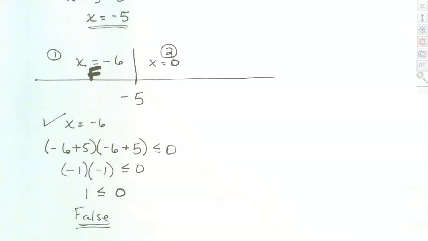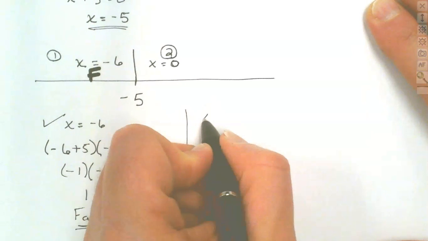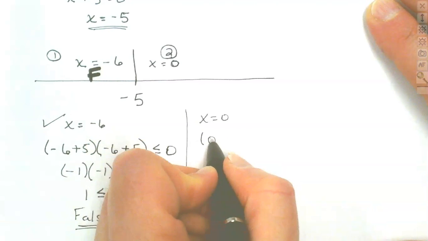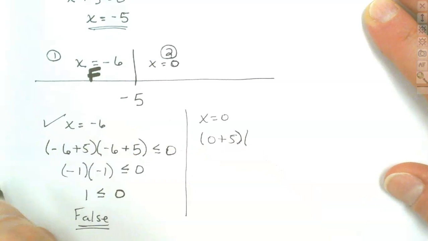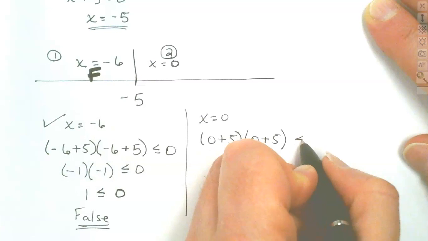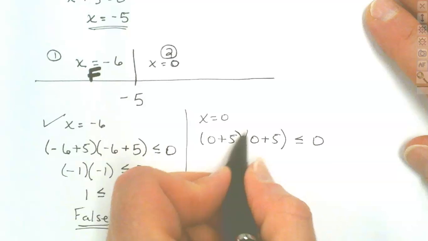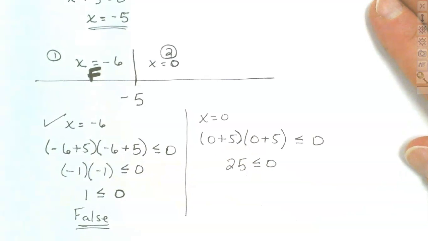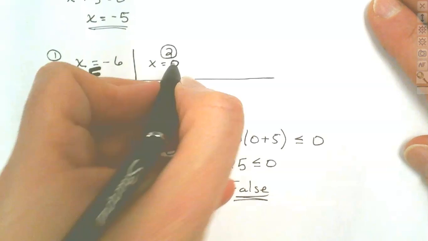What about the other one? What about 0? 0 plus 5. 0 plus 5. That makes it then 25. And is 25 less than 0? No, that side is also going to be now what? False.